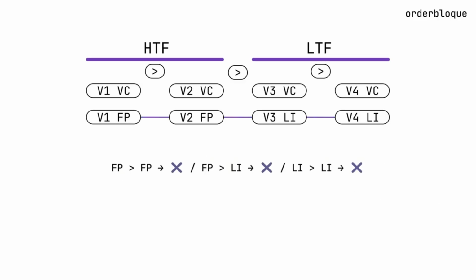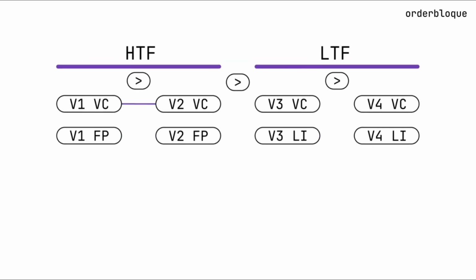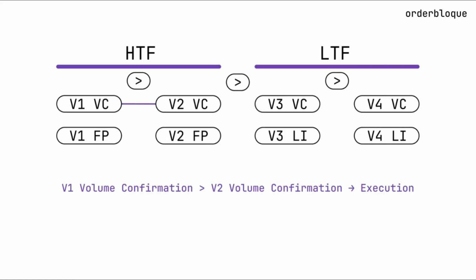Despite the fact that the variables in the lower part cannot connect with each other, the first basic combination that embodies the logic of idea validation, and from where an entry can be made, is variable 1, volume confirmation, greater than variable 2, volume confirmation.